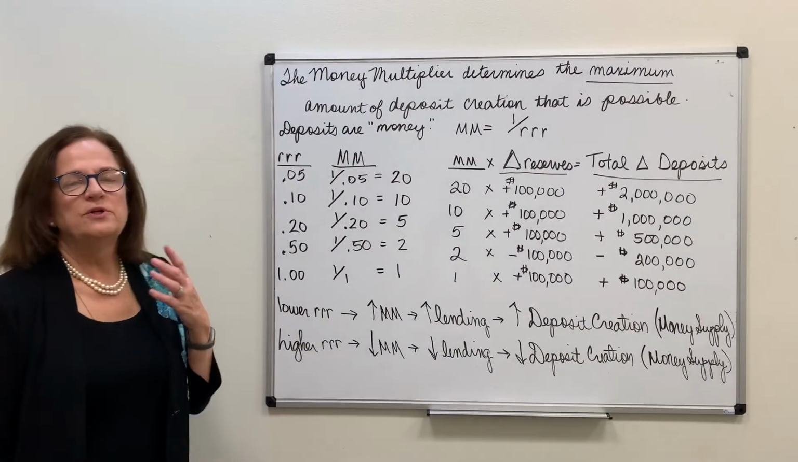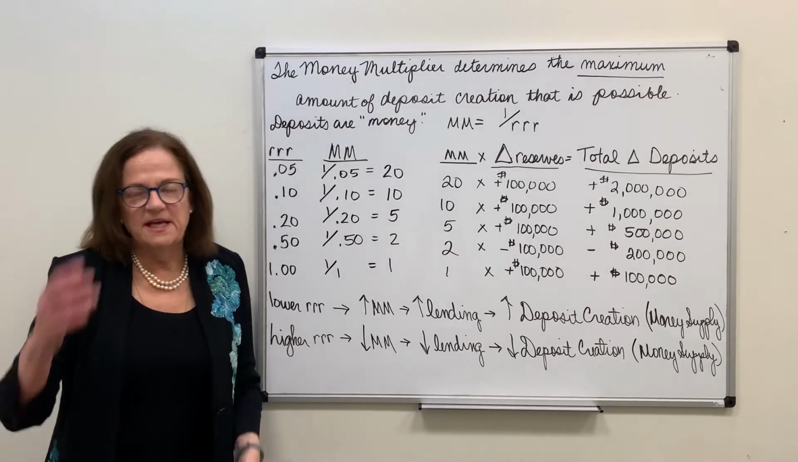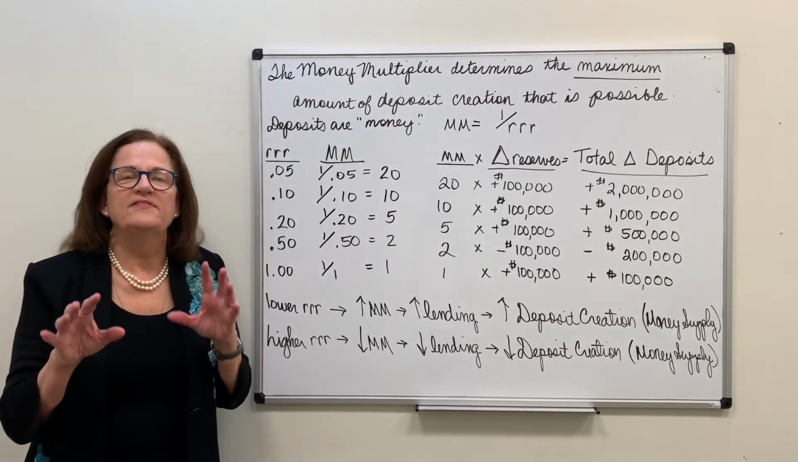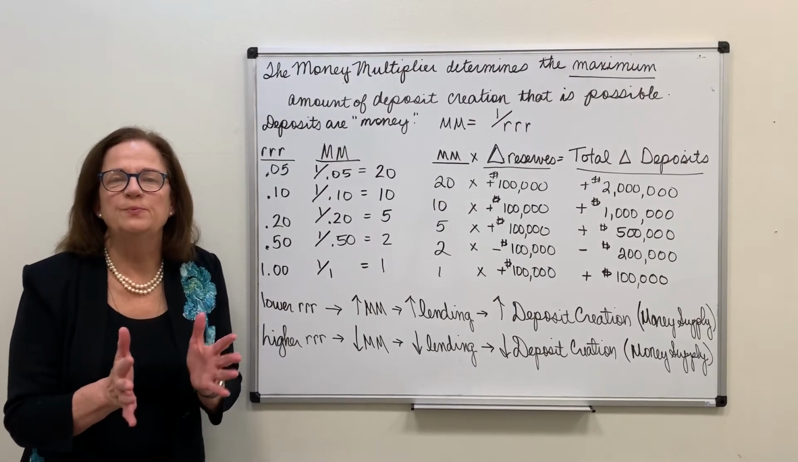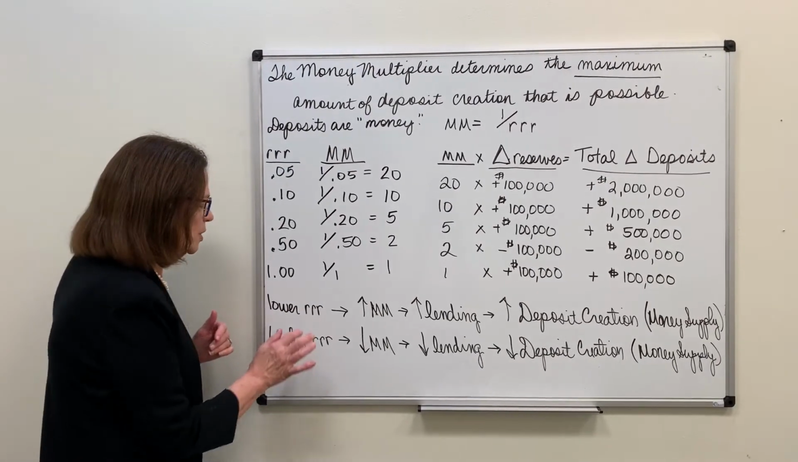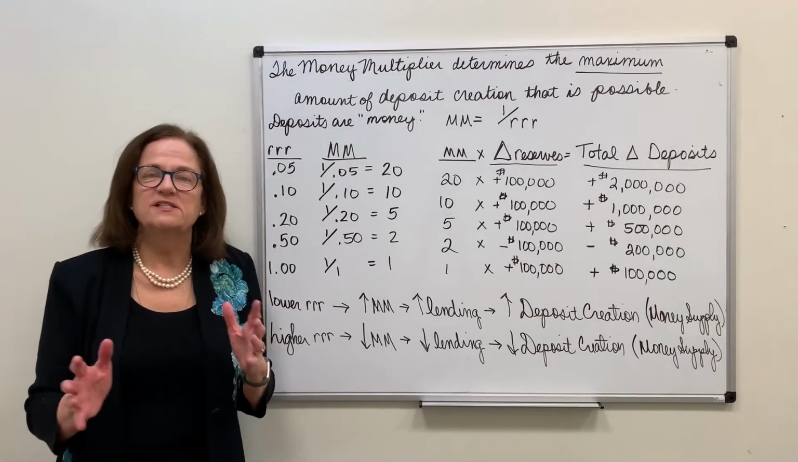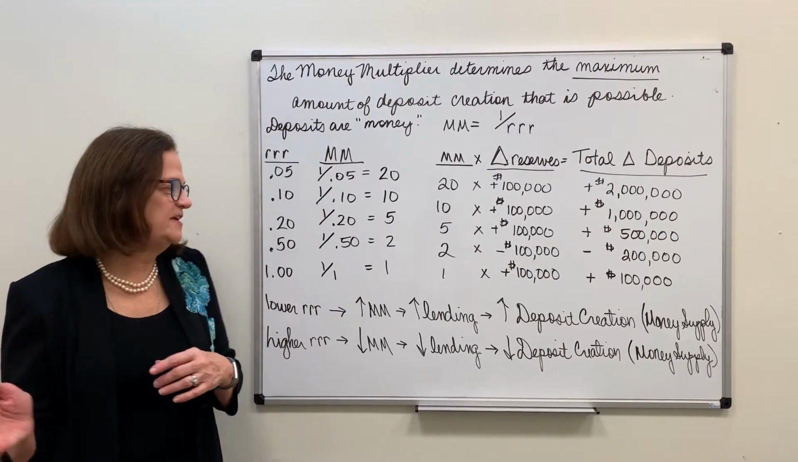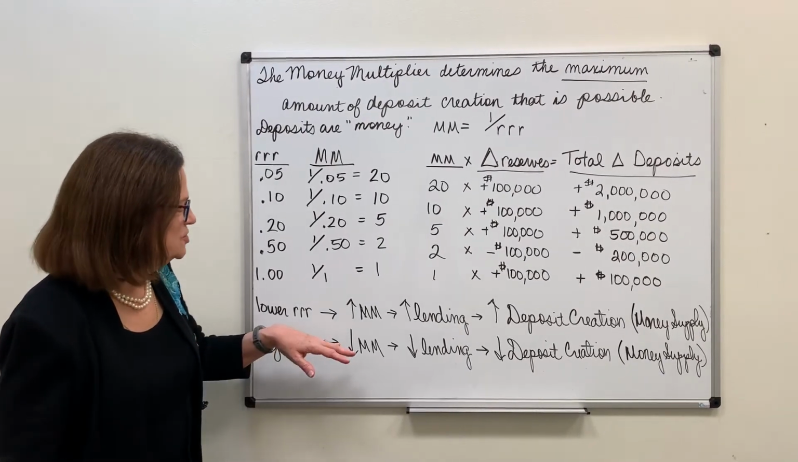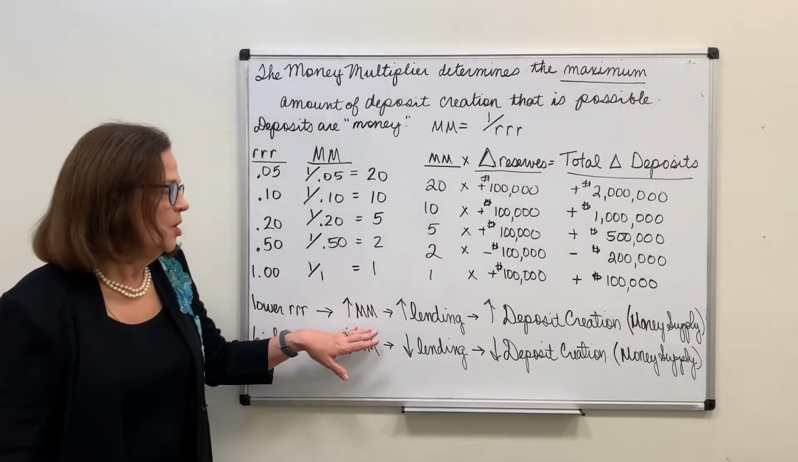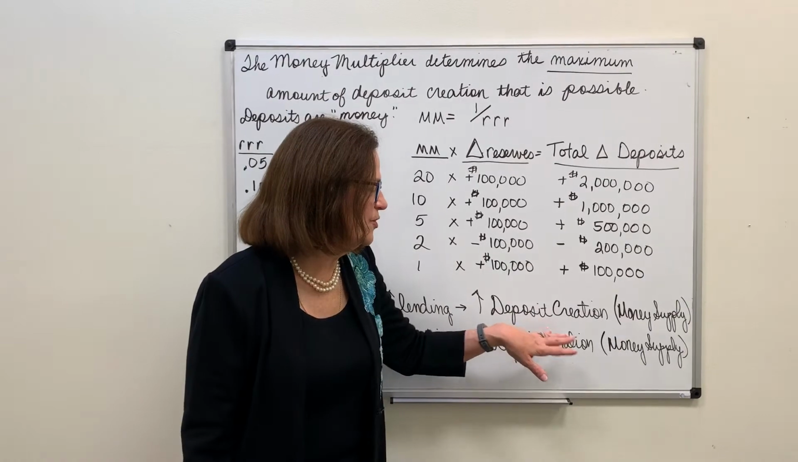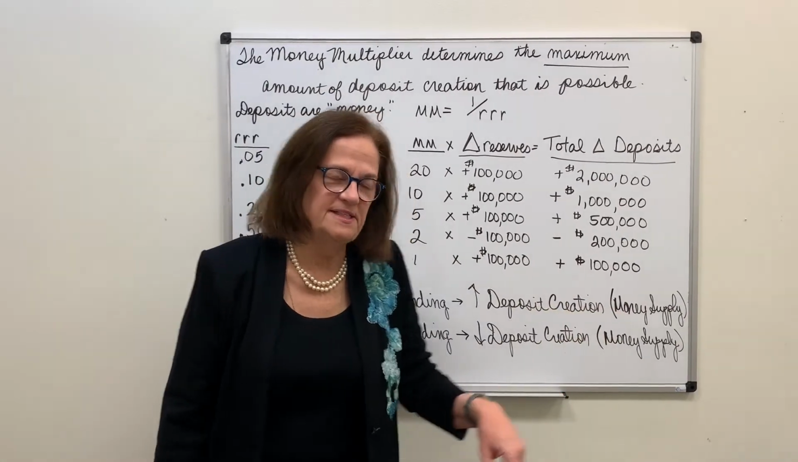Keep in mind, when you're working money and banking problems, the answer can always be found by thinking about what the impact on bank lending is going to be. A lower required reserve ratio, where banks hold a smaller amount of each deposit, leads to increased lending and an increased money multiplier, which leads to more deposit creation, which is an increase in the money supply.